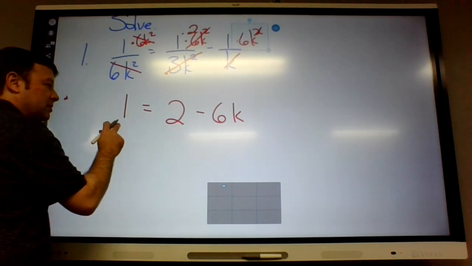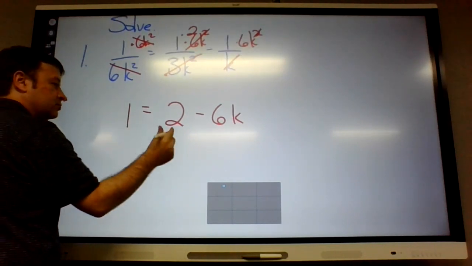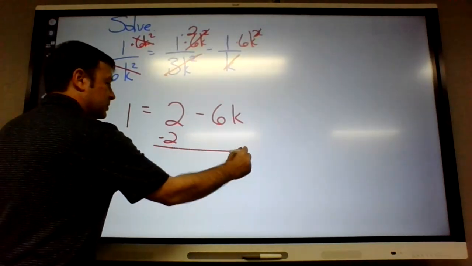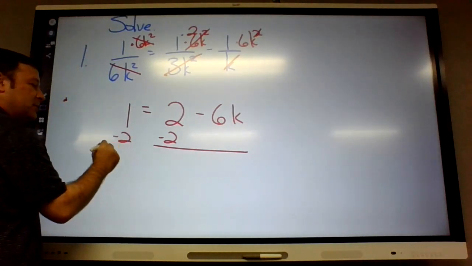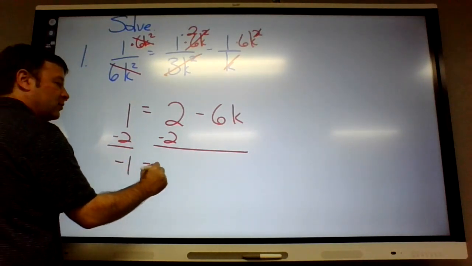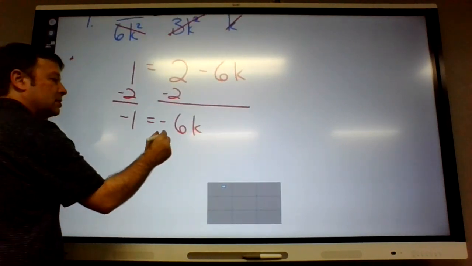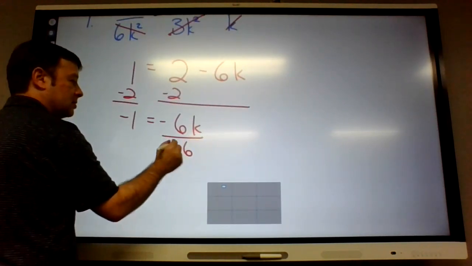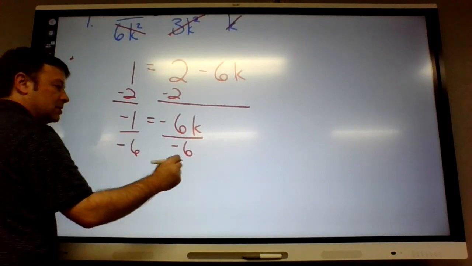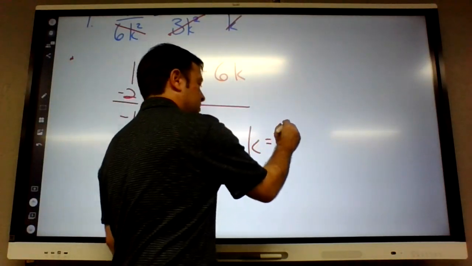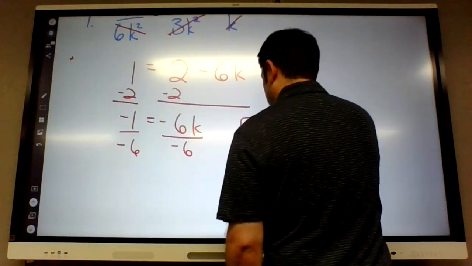So, what am I going to do? Gotta get k by itself, right? Going back to the basics here. Negative 1 equals negative 6k. So k is 1/6.